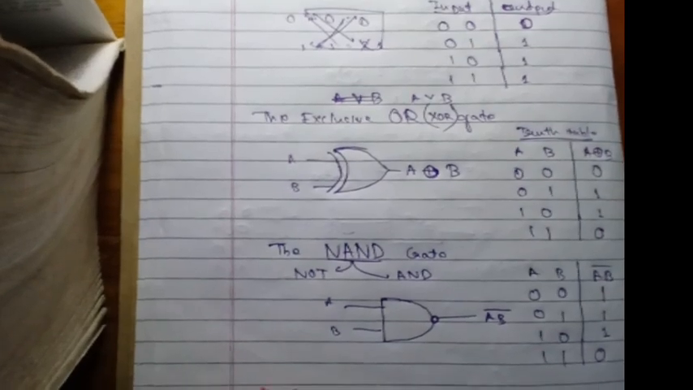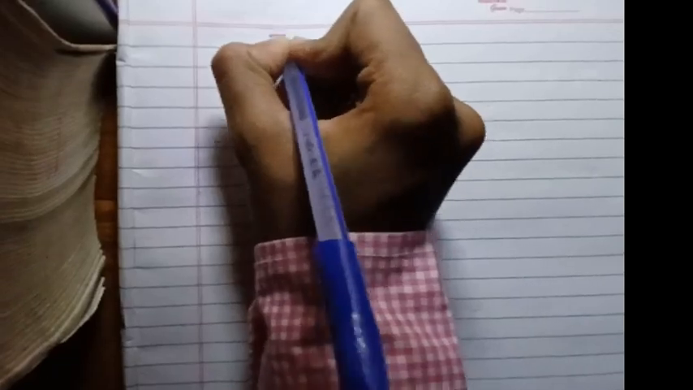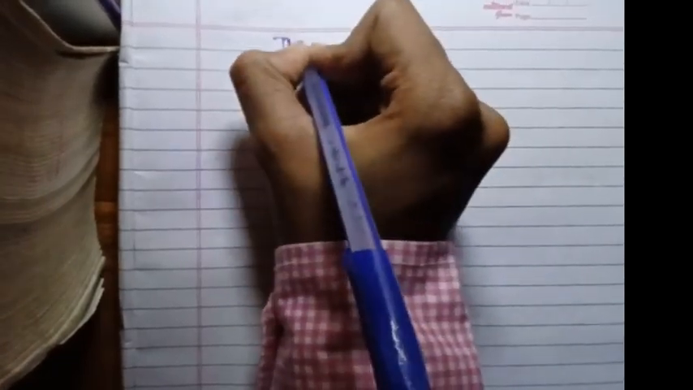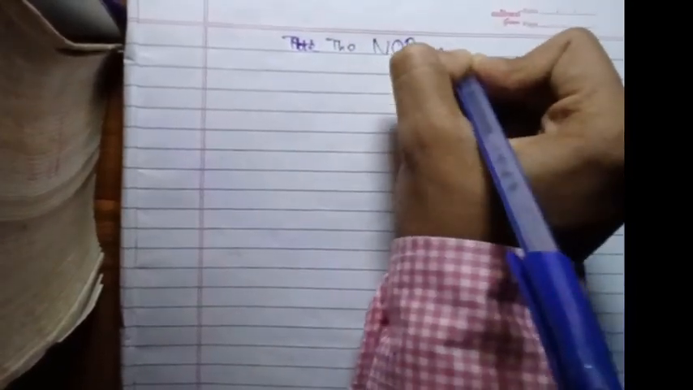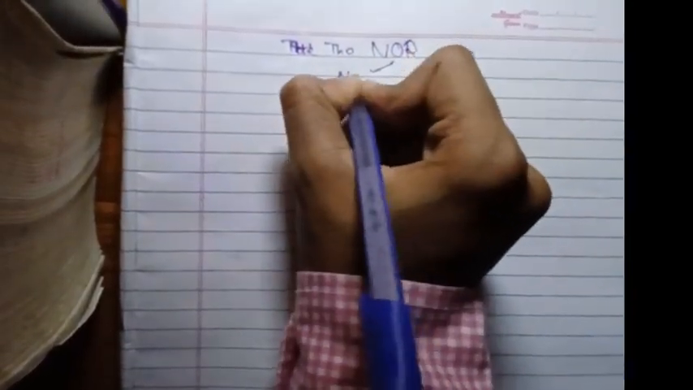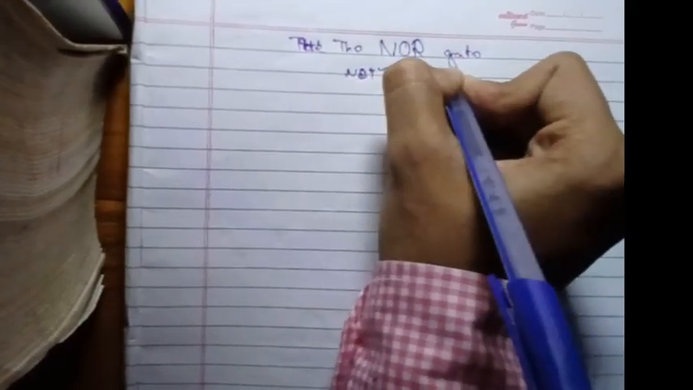So one last gate is remaining. Let's do that. The NOR gate. It stands for NOT and OR, which means it is also similar in that it functions opposite of OR. It functions opposite of OR. So how this gate looks is also the same, that the small circle is there.